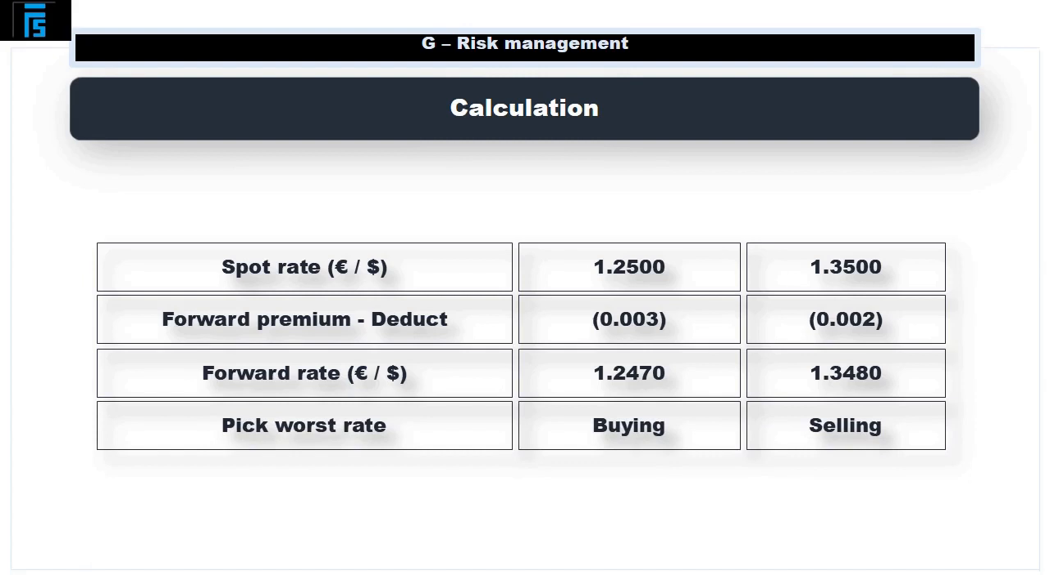If I'm selling euros, I'll divide by 1.3480 to work out how many dollars I'll receive. And if I'm buying euros, I'll divide by 1.2470 to work out how many dollars I'll need to pay.